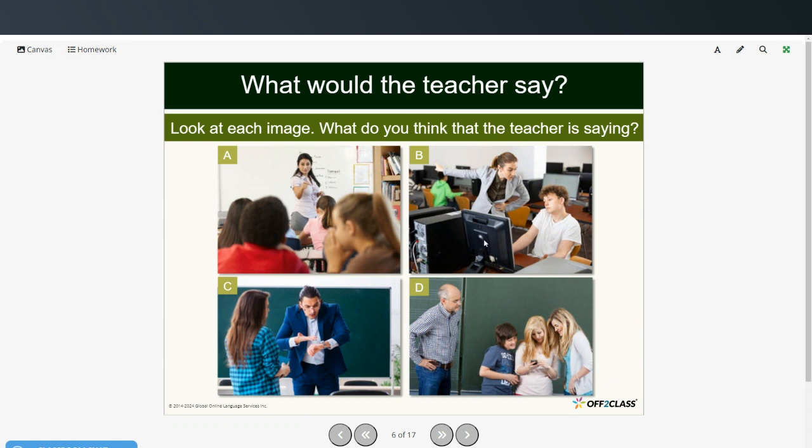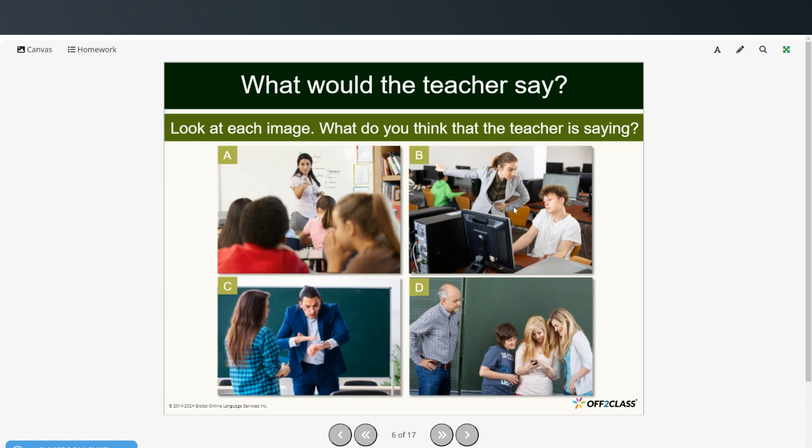All right, so now look at each of these images and what do you think the teacher is saying? Just look at these pictures and take a guess as to what the teacher might be saying. Well, in this first one, it looks like maybe she's asking someone to either answer her question or she might be listening to a question from the student. Oh, also, though, it looks like this girl is whispering to the boy next to her, so she might be telling them to pay attention, to be quiet.